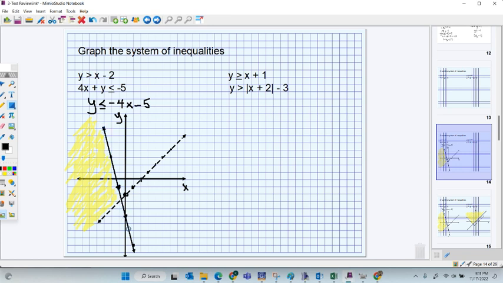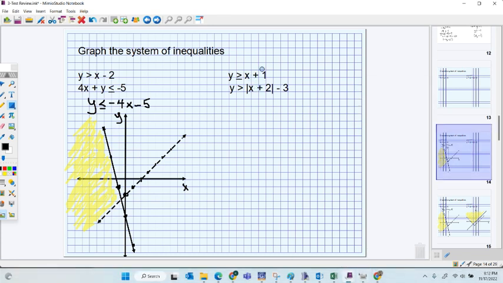This one is a solid line because of this. This one is a dashed line because no "or equal to." Greater than, the dashed line one would put us up here. Less than, the other one puts us here, for this being our solution.